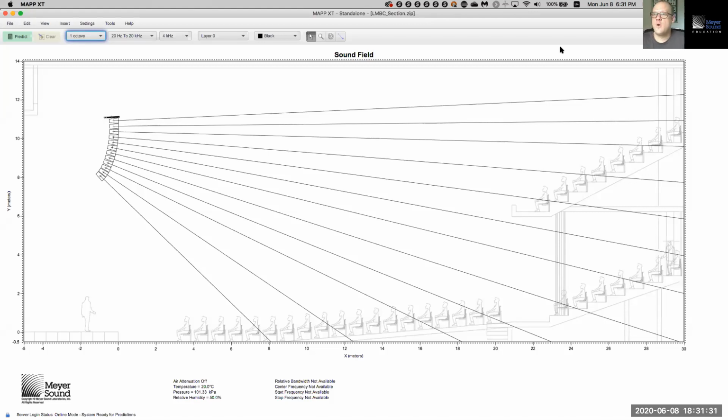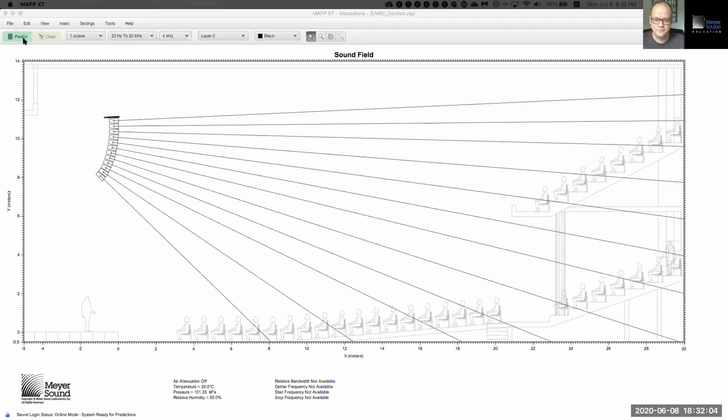For those that have been watching the Lena in a House of Worship webinar, surely this venue will look familiar to you by now. The only thing that is different is that this time I'm not using Lenas. This time I'm using Leopards. I've set auto splay, making sure that we have good coverage for the majority of the audience. And that means that let's do a 4 kilohertz prediction and see what we have.